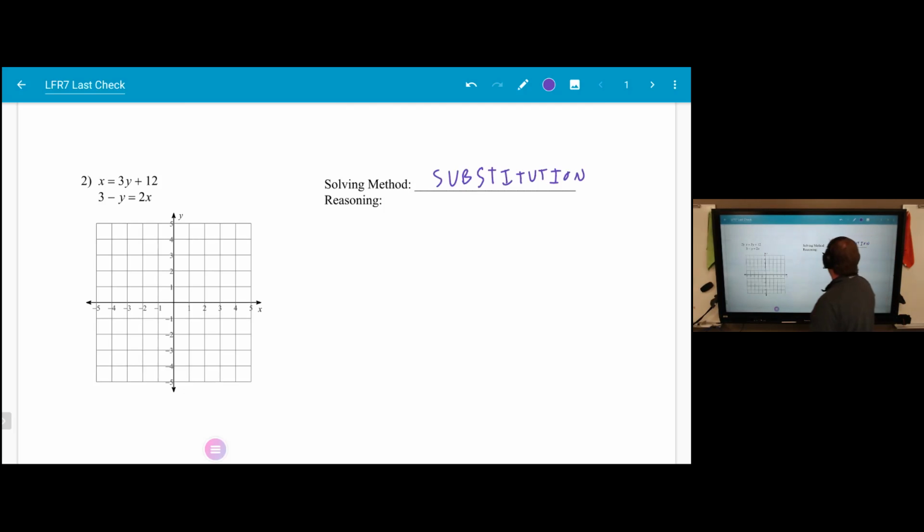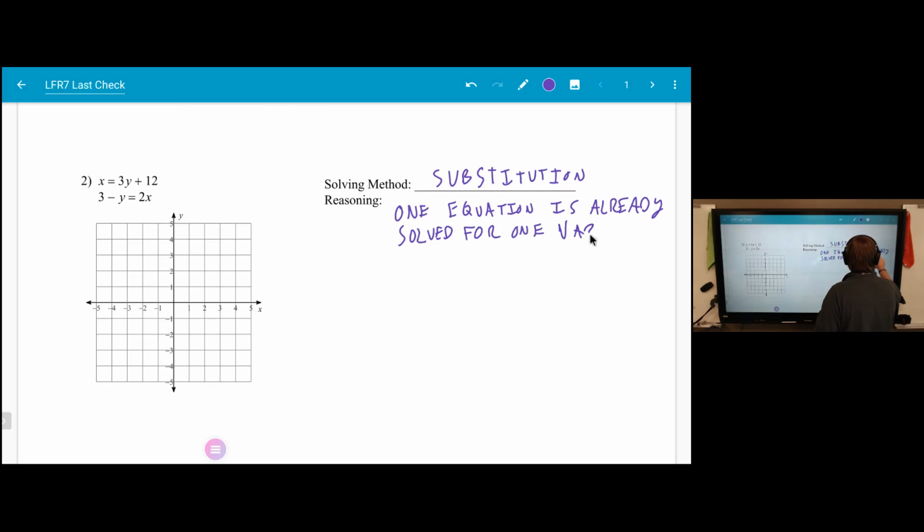Substitution, the reason being, one equation is already solved for one variable. And that's the first step of substitution. It's already been done for you. So I see that and I like that.